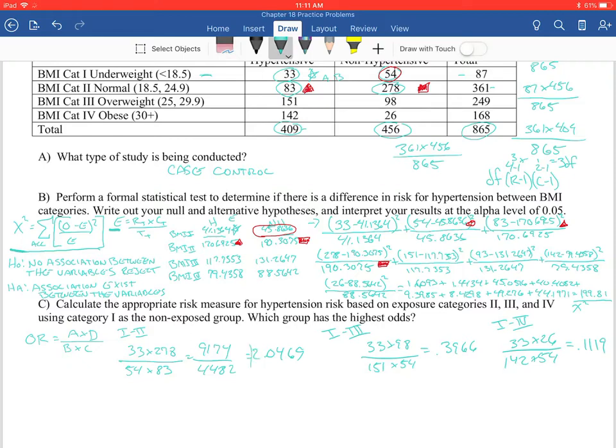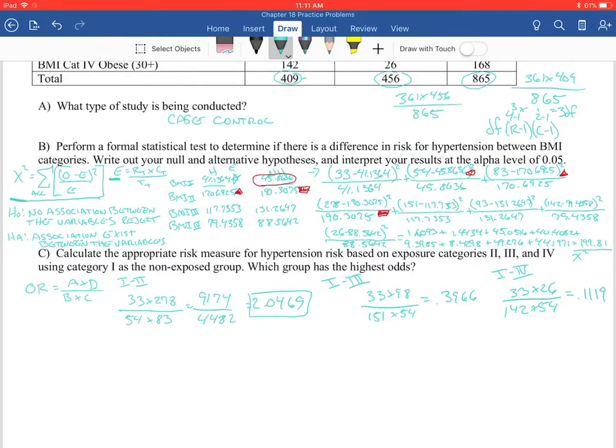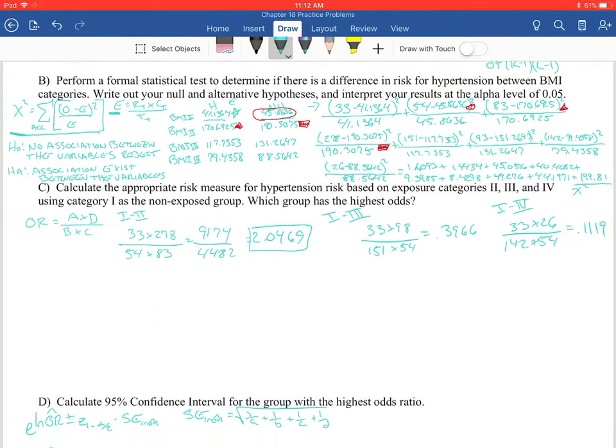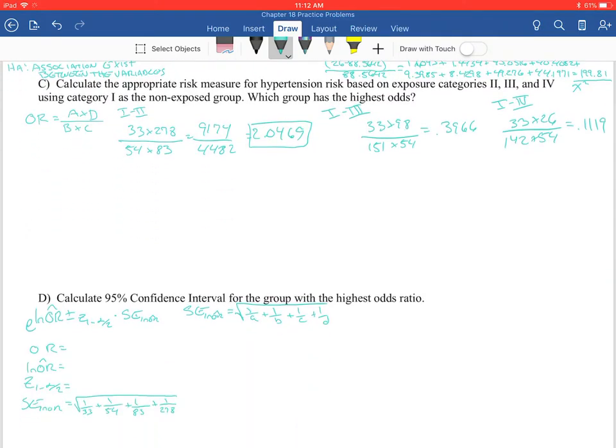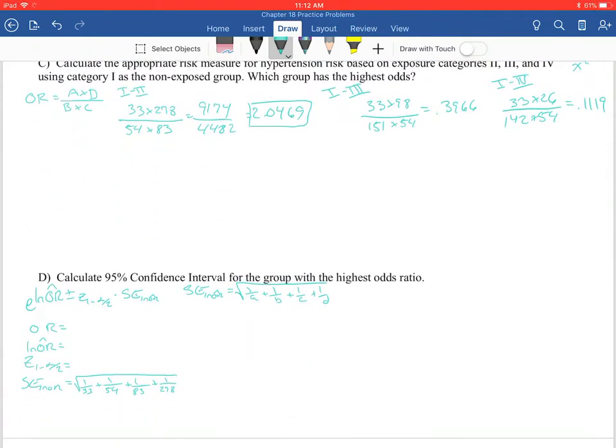The last part of the question asks which group has the highest odds. As you can see here, the highest odds is going to be categories 1 and 2 for BMI, with an odds ratio of 2.0469. So based on that, we go down now to part D. We're going to calculate a confidence interval for this group.